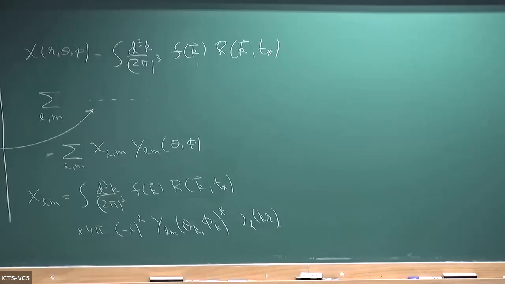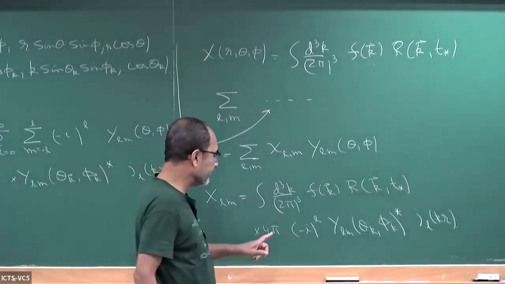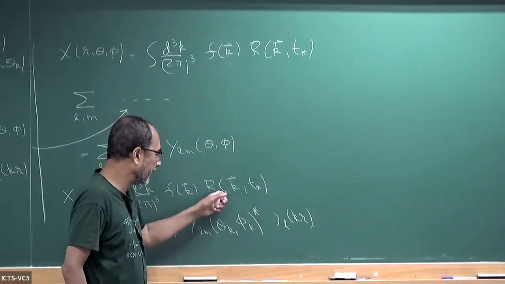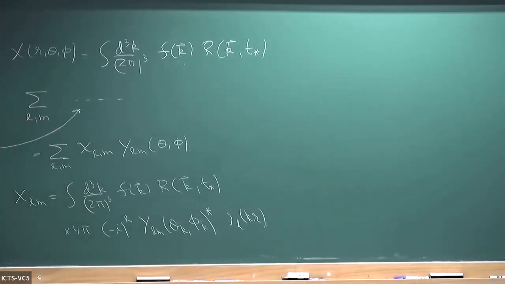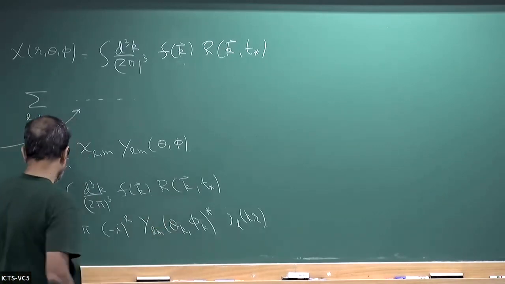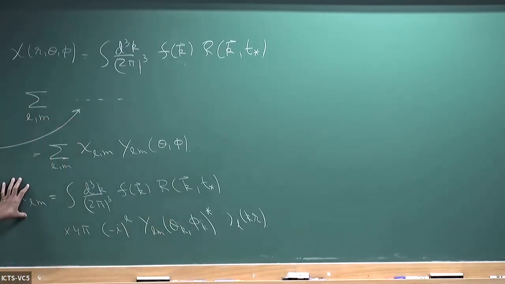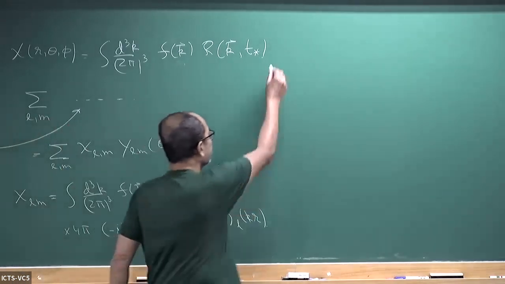Is this clear? So this is chi_lm. What we say is that if we know this, of course a two-point function of this, but that we'll see in a few minutes, that knowledge of this can be used to determine chi_lm. And this chi_lm is something that we can directly measure experimentally, because chi_lm is just an integral.